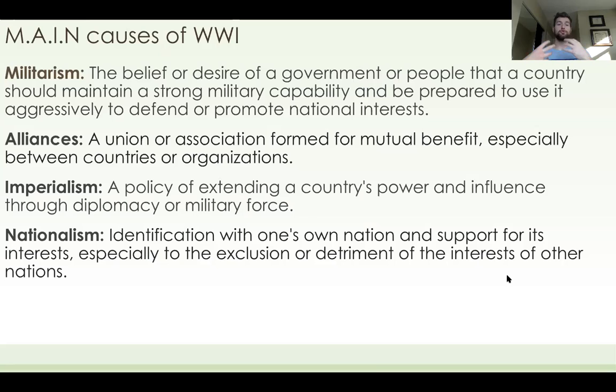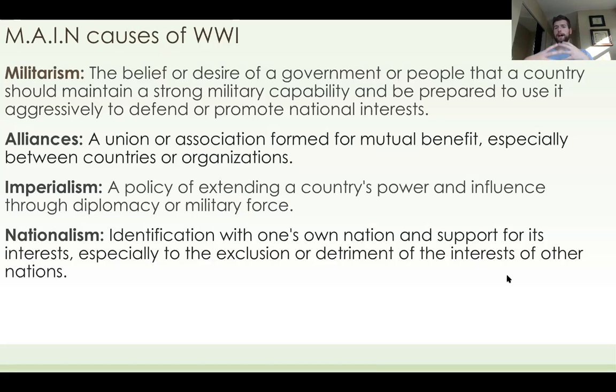Now, historians generally agree that outside of the assassination of Archduke Franz Ferdinand, which we're going to talk about in a second, there are other underlying factors that played a role in the cause and lead up of World War One. We use a catchy acronym to make it easy for you to remember. It's the main causes, so M.A.I.N. It's an acronym: M standing for militarism, A standing for alliances, I standing for imperialism, N standing for nationalism.